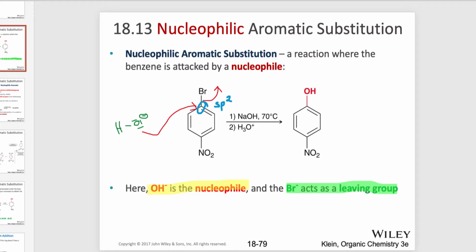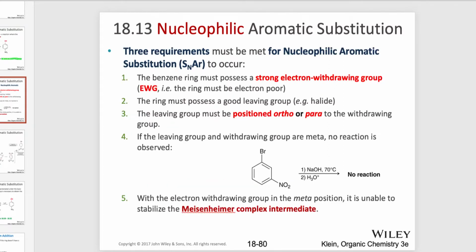So this is no good, and let me just cross all of this out. Okay, so this is not the mechanism that is occurring, and we have data to support that. Nonetheless, we are able to replace the bromine with a hydroxyl group. Let's look at the details. What's required for a nucleophilic aromatic substitution reaction? So there are three requirements that we need to utilize here. We also abbreviate this as SNAr.